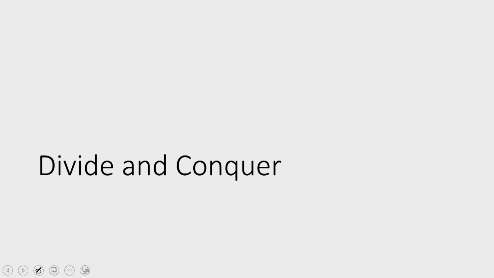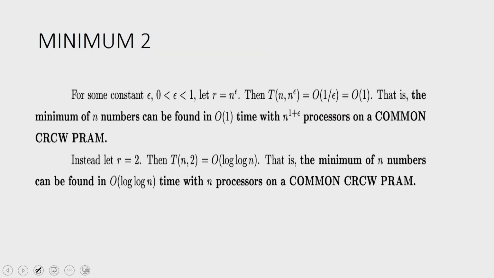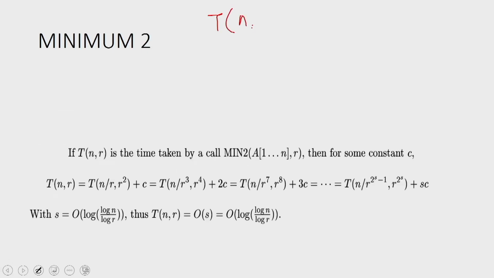This allows us to write a recurrence relation. T of n, r, that is when we invoke the algorithm with a problem size of n and a processor advantage of r, we find that after spending order one time, we managed to reduce the problem size to n by r and increase the processor advantage to r squared. Therefore, the recurrence relation will be like this.